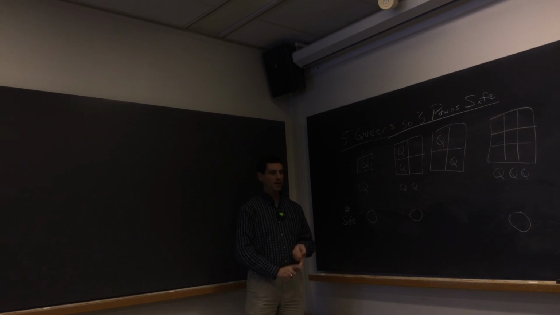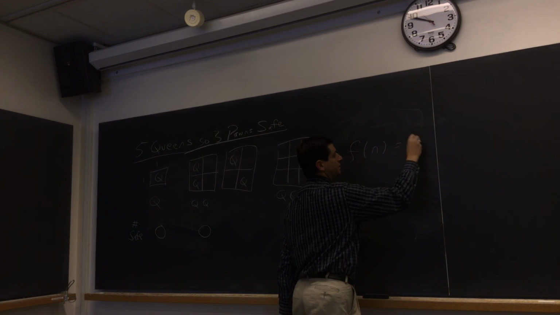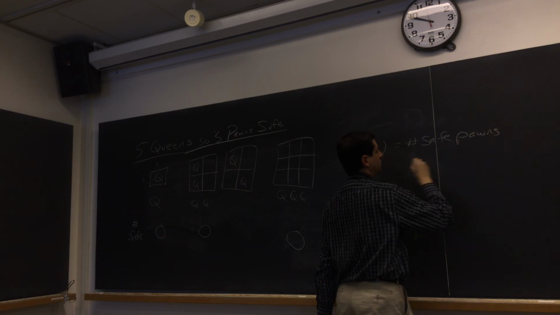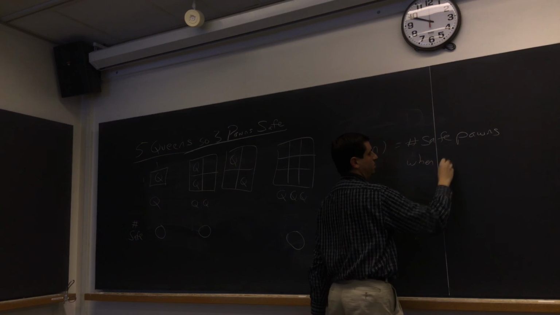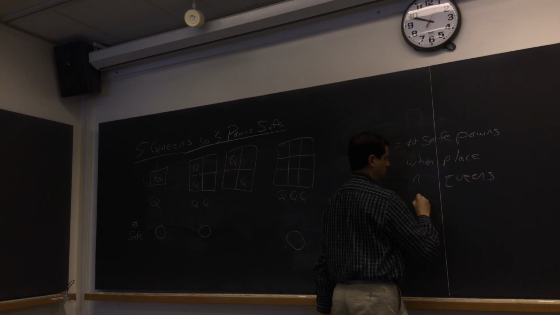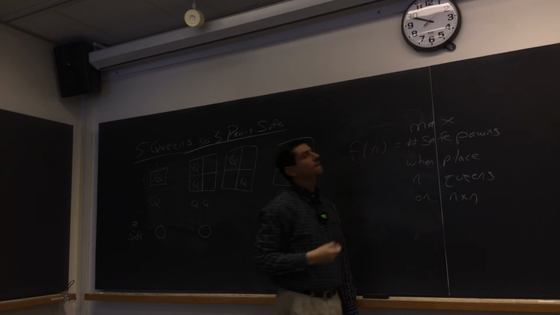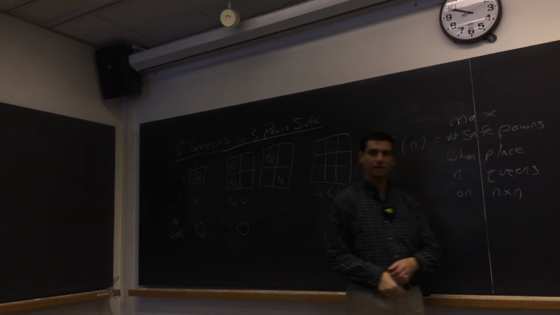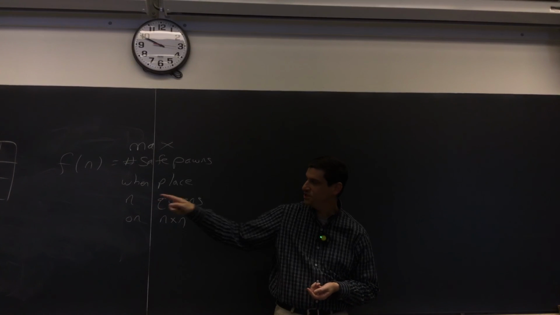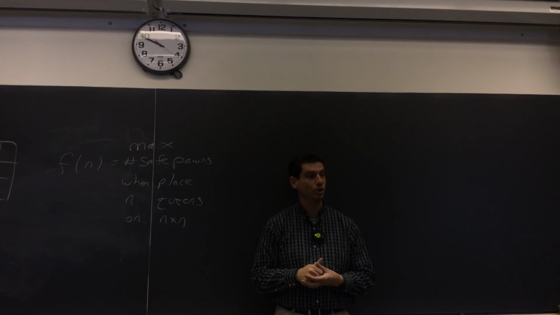My first question is, let's let f of n be the number of safe pawns when placing n queens on an n by n board. So we'll call it the maximum. What can you say about this function, f of n? It's not strictly increasing because it goes 0, 0, 0, then it goes 1, 3, 5. Maybe it's increasing from some point onward.